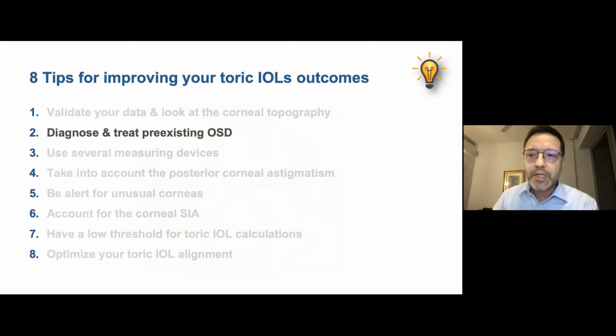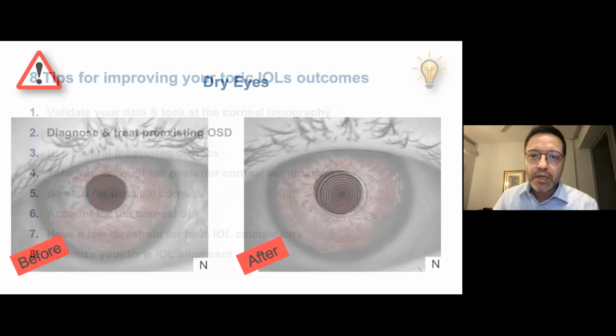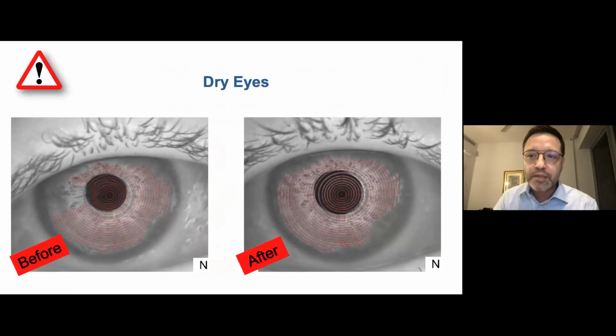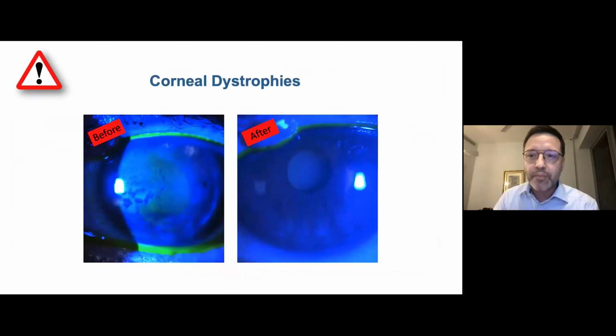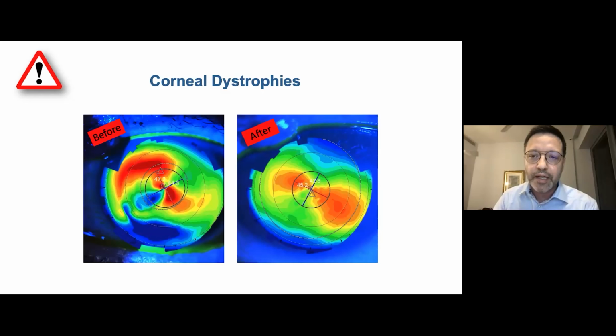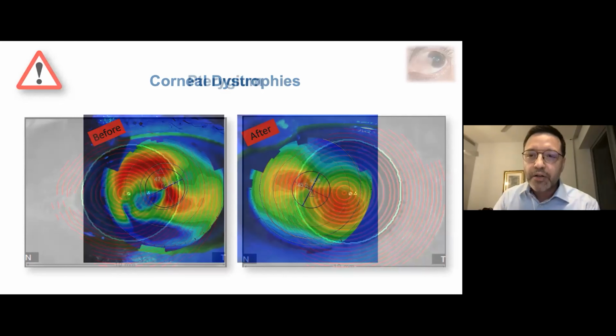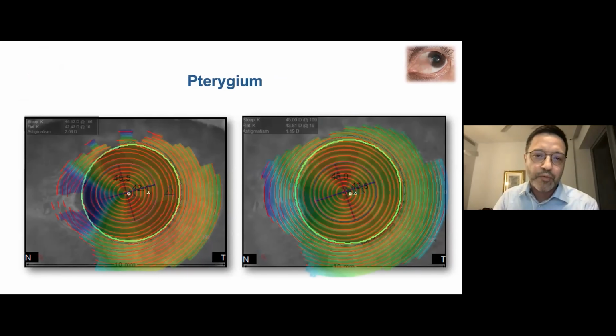Now, the next step is to diagnose and to treat any pre-existing ocular surface disorders, since corneal measurements in these eyes might be unreliable. So let's look at these 3 examples. Here are corneal topographies of a patient with dry eyes before and after a course of steroid drops and artificial tears. And this is a patient with map-dot-fingerprint dystrophy before and after superficial keratectomy. And another patient before and after pterygium removal.